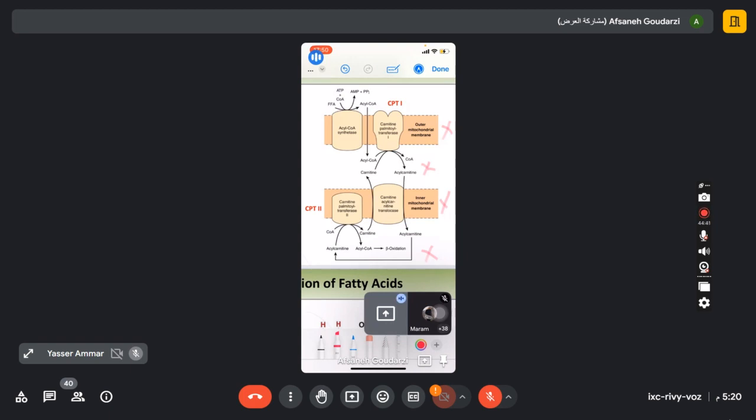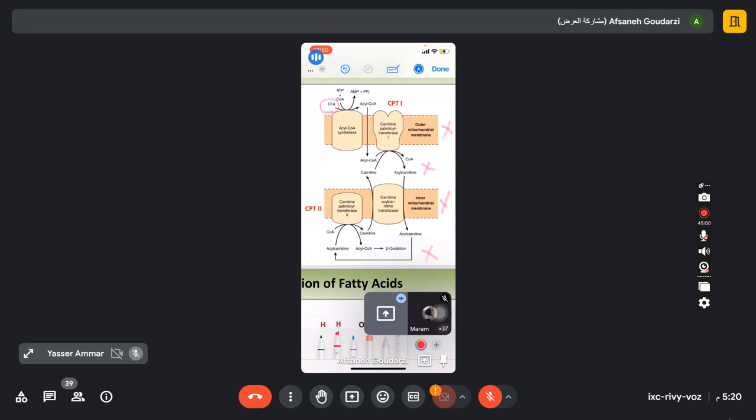So the FFA represents free fatty acids. The free fatty acid has passed through the plasma membrane of the cell. It has reached the cytoplasm of the cell.